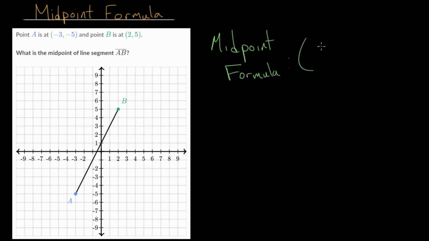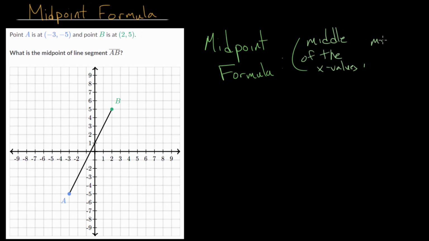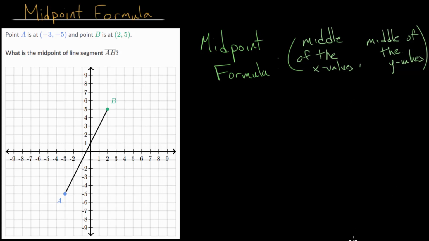So let's actually write that out. That for our midpoint formula, the x-coordinate will be the middle of the x values. And the y-coordinate, let me just make a little bit more room, will be the middle of the y values. So this leads us to the question, how do we mathematically find the middle of the x or the y values? And finding the middle of two numbers has to do with a concept called the average.